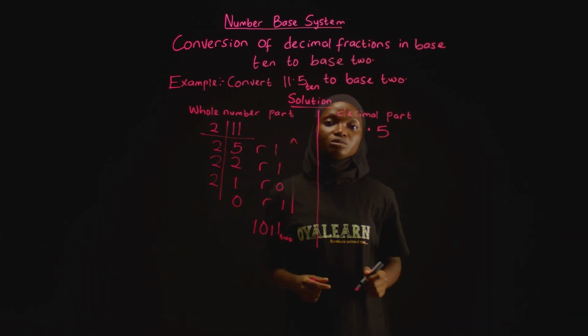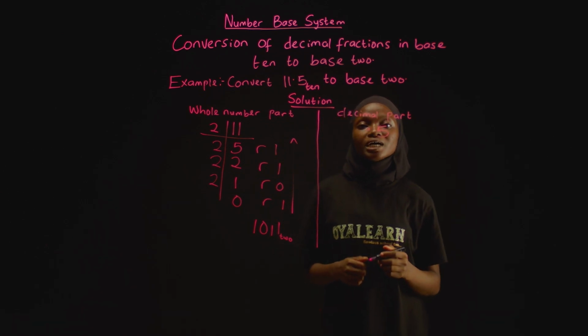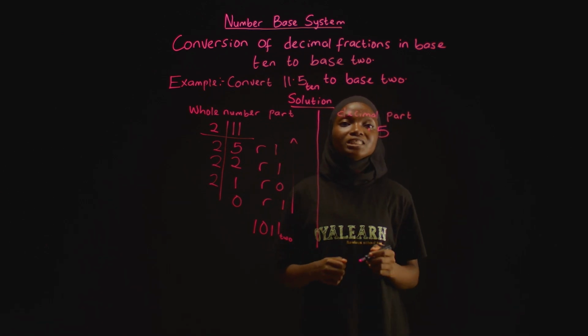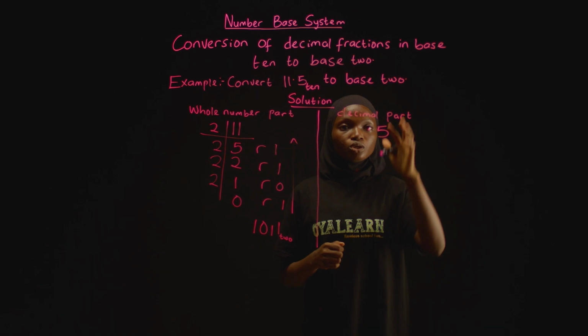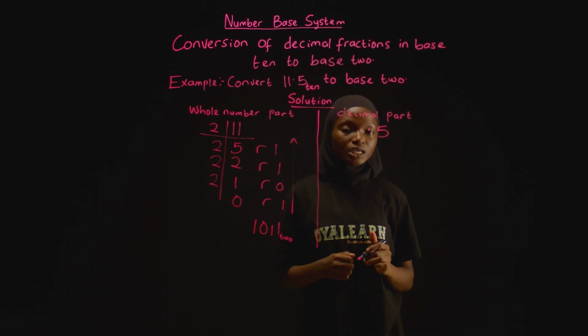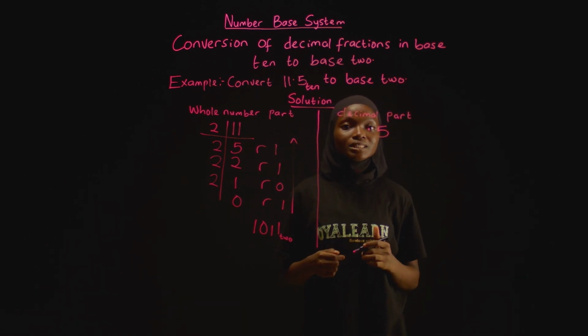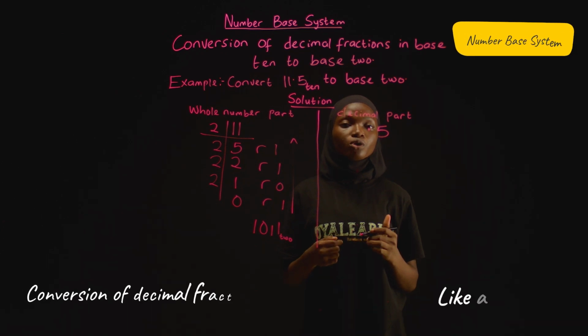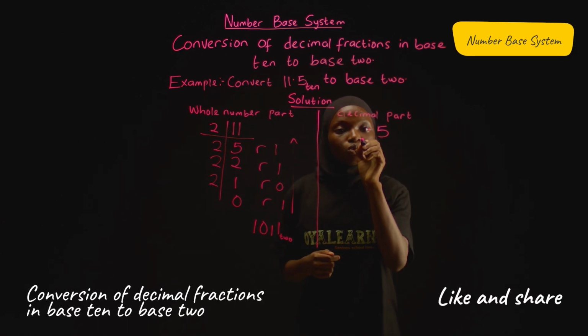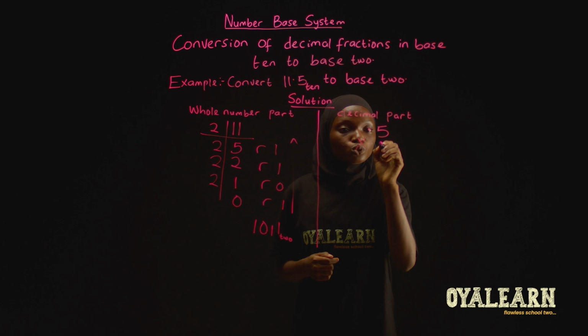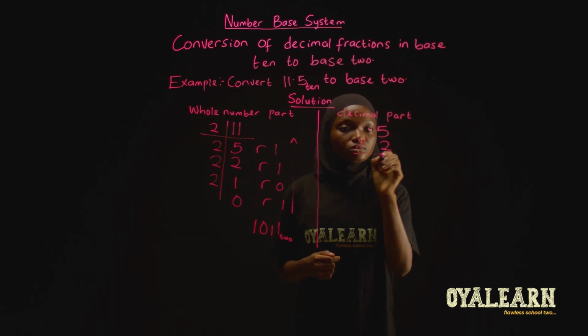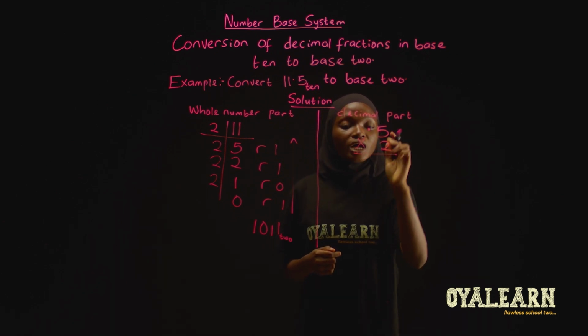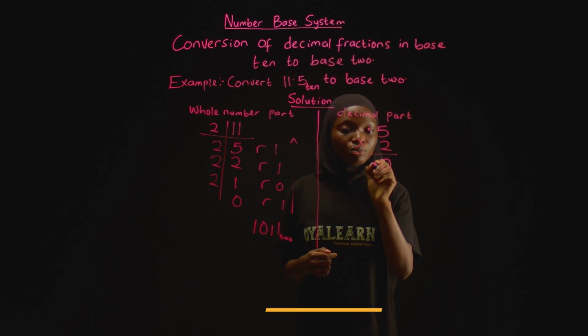Now let's convert the decimal part. For the decimal part, we multiply by the base we are converting to, which is 2 in this case, repeatedly until you get 0 or a recurring number. Let's see how we do that. We multiply by 2. Now 0.5 multiplied by 2, you have 1.0.